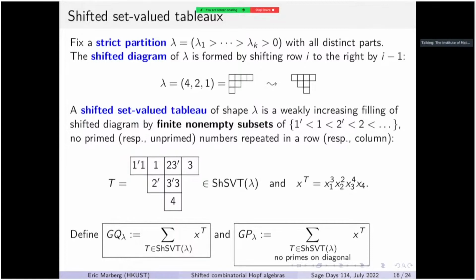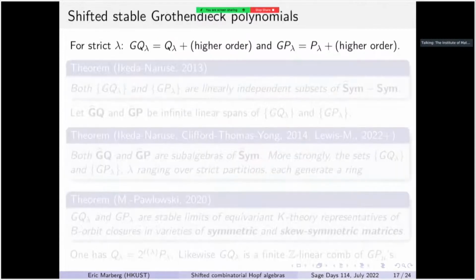So to start out with, this is sort of an arbitrary definition. You might ask, why is this interesting? Here is what turns out to be true about these. First off, if you know about Schur P and Schur Q functions, don't worry if you don't, then these look like Schur Q functions plus higher order terms, and these are Schur P functions plus higher order terms.